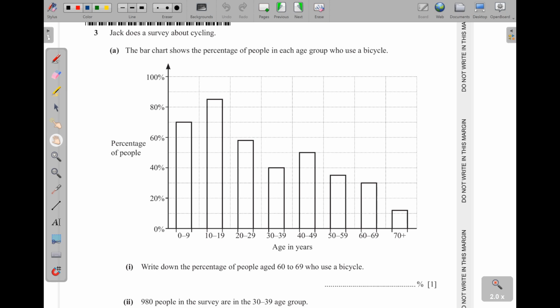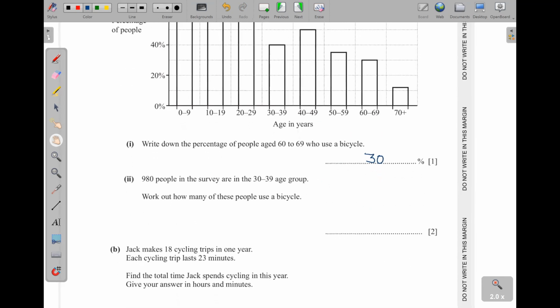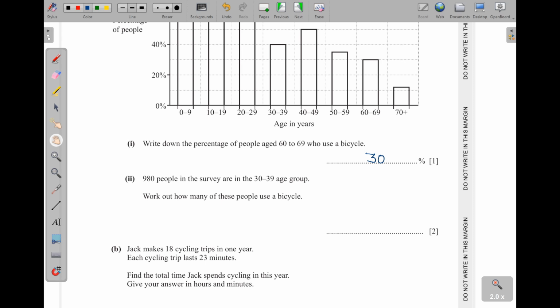The bar chart shows the percentage of people in each age group who use a bicycle, and we are given the bar chart there. Write down the percentage of people aged 60 to 69 who use a bicycle. 60 to 69, we see it here. So the percentage is exactly in the middle of 40% and 20%. That means it is going to be 30%. So this will be 30. As simple as that.